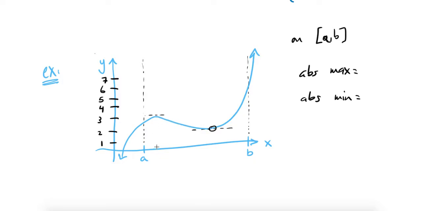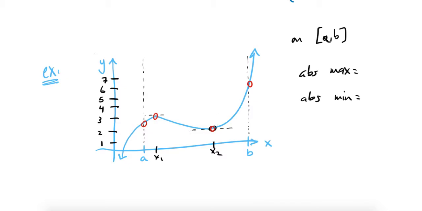So these would both be critical numbers, say x1 and x2, because they are places where the derivative is equal to 0. So my potential places for maxes and mins are, let me get a different color here, here, here, here, and here. That's essentially what the theorem above says, that your absolute max and absolute min happen either at critical numbers or at the endpoints. So as we can see here, we've got one of each.